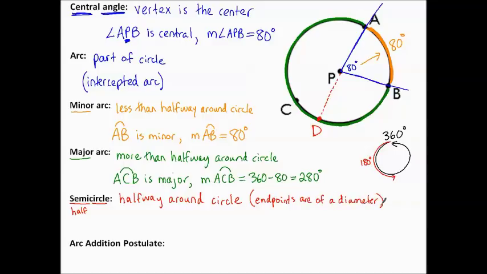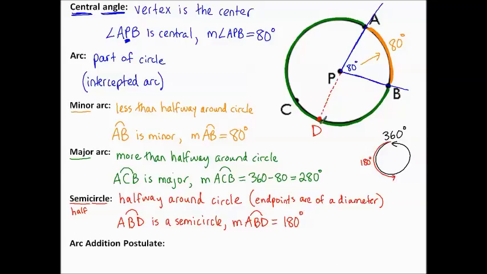So I drew a diameter of the circle, and then I can say arc A, and it doesn't matter if I use a letter, because going from A to D is exactly halfway either way. So I could say arc ABD, or I could just say arc AD. So arc ABD is a semicircle, and the measure of arc ABD is 180 degrees, because that's exactly halfway around the circle.